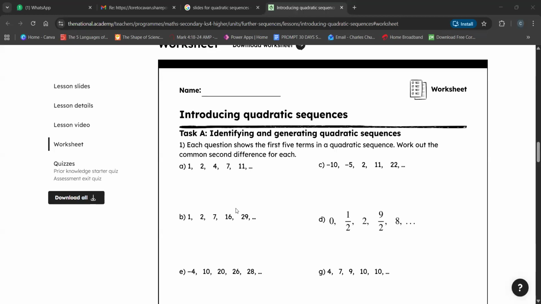All right. So I was just saying that when it comes to identifying quadratic sequences, there's a difference, but that difference is not common. So, for instance, between 1 and 2, the difference is 1. Between 2 and 4, the difference is 2. Between 4 and 7, the difference is 3. Between 7 and 11, the difference is 4.